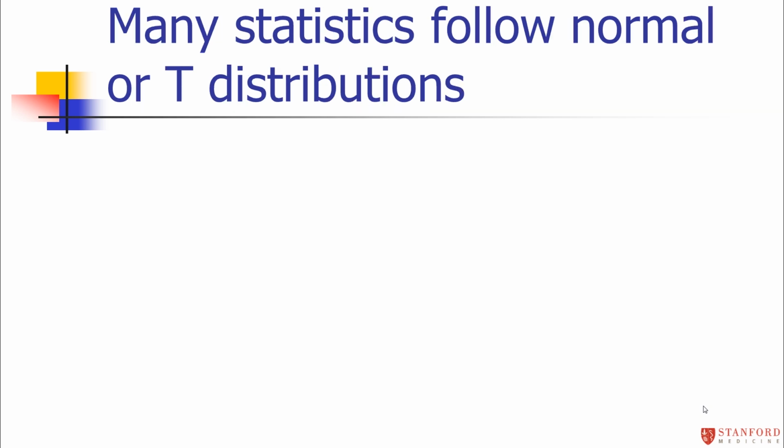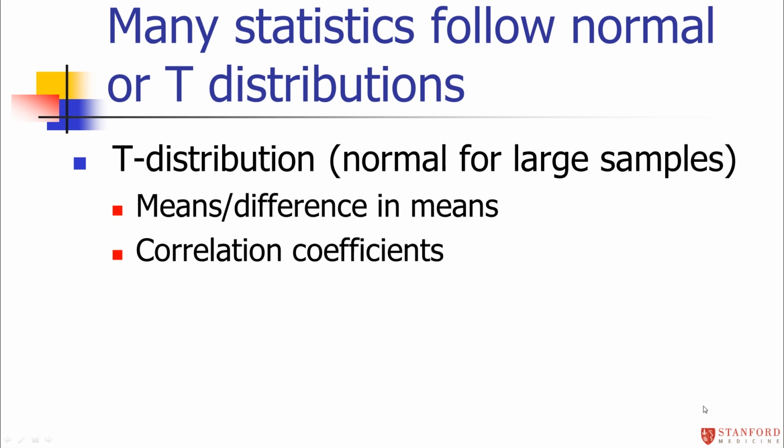It turns out that many statistics follow either normal distributions or, for small samples, t-distributions. So this is great. You saw two examples already. It popped up to be a normal distribution even when we didn't start on a normal distribution. It turns out lots of statistics follow normal distributions or t-distributions. So statistics that follow t-distributions for small samples and normal distributions for large samples include means, as well as differences in means, and correlation coefficients, things we just saw.